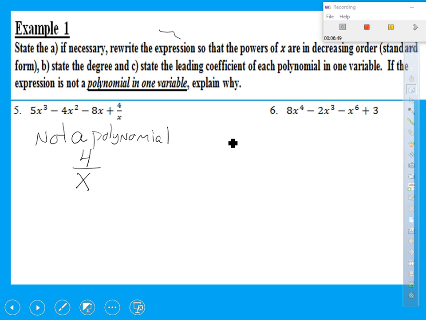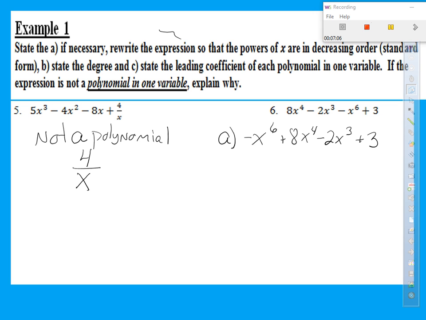And then my number 6, this will be the last one about our polynomials. Let's put it in order. So it looks like I've got negative x to the 6th plus 8x to the 4th minus 2x cubed plus 3. It is a polynomial in one variable. Makes my degree 6, my leading coefficient negative 1. So guys, there's the first phase of what I'm doing with you today: is it a polynomial in one variable, and if it is, what the degree is, and what the leading coefficient is.